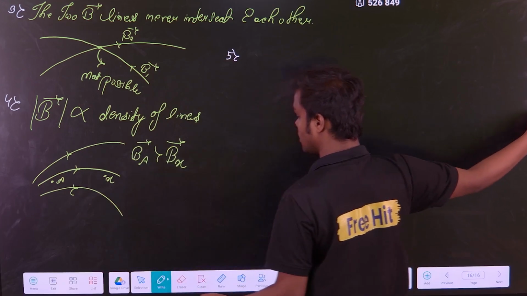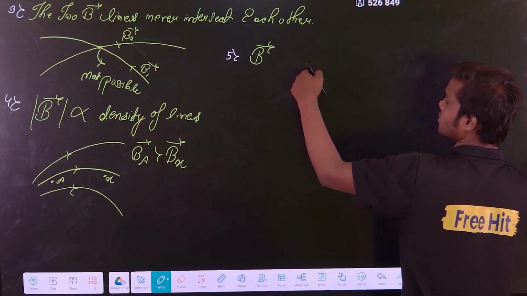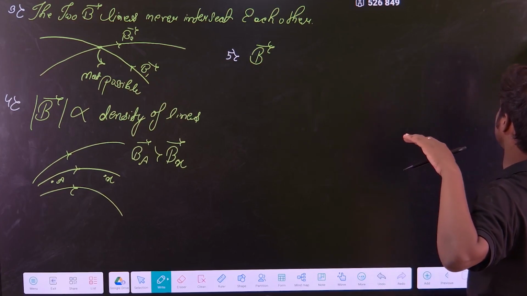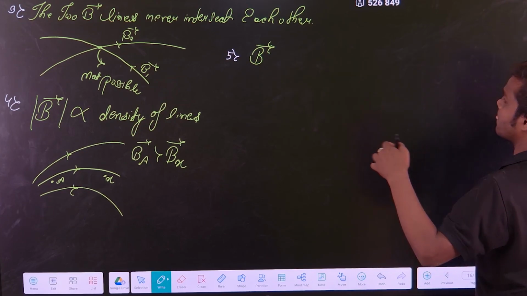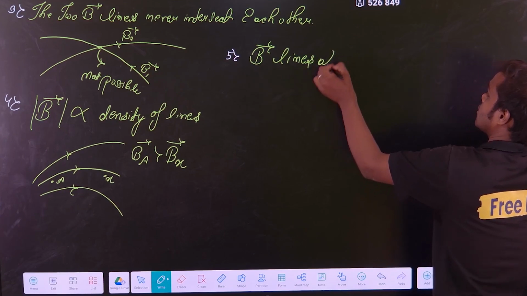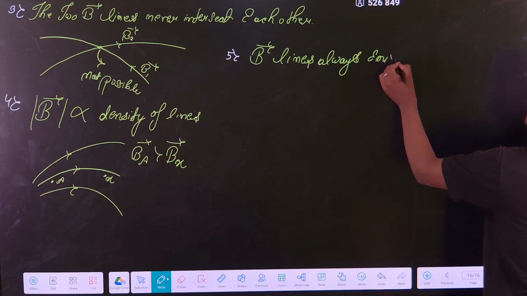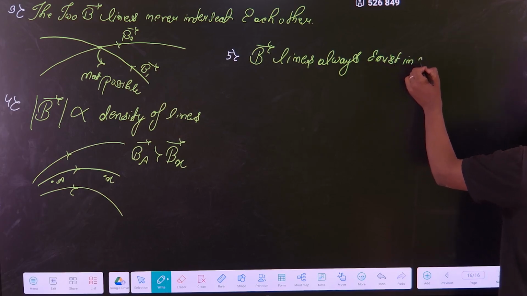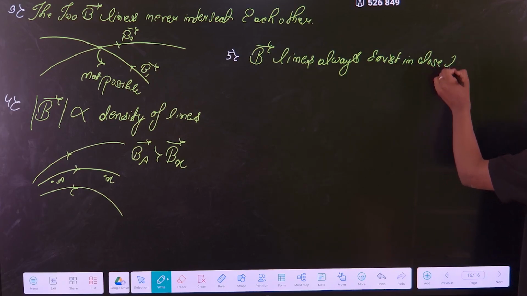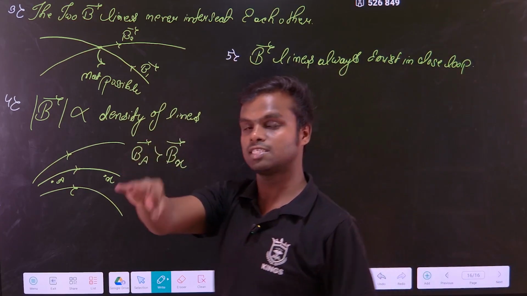The answer is yes. Magnetic field lines always exist in a closed loop only. If there are magnetic field lines, then there must be a closed loop. So magnetic field lines always exist in a closed loop. That is a rule for a magnetic field line. It will always exist in a closed loop.